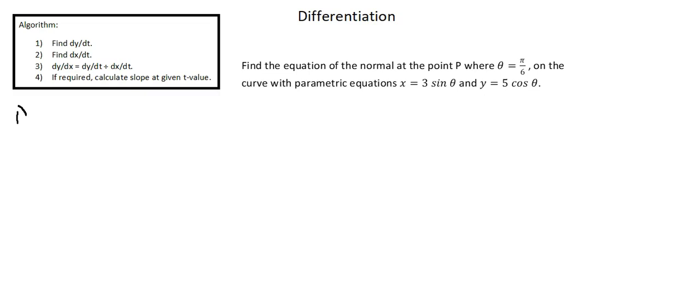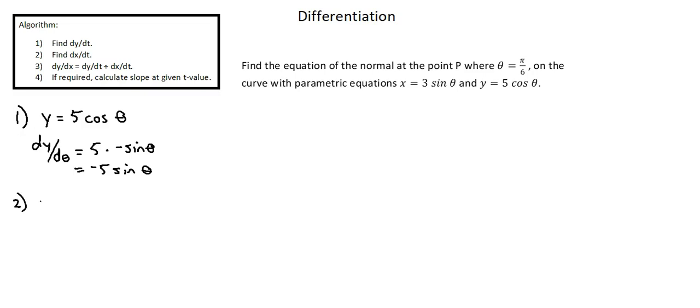Step 1, find a derivative of y with respect to, in our case, theta. So we're starting with the y equation. Y equals 5 cosine theta. The derivative of y with respect to theta is 5 times the derivative of cosine theta, which is negative sine theta, or negative 5 sine theta.